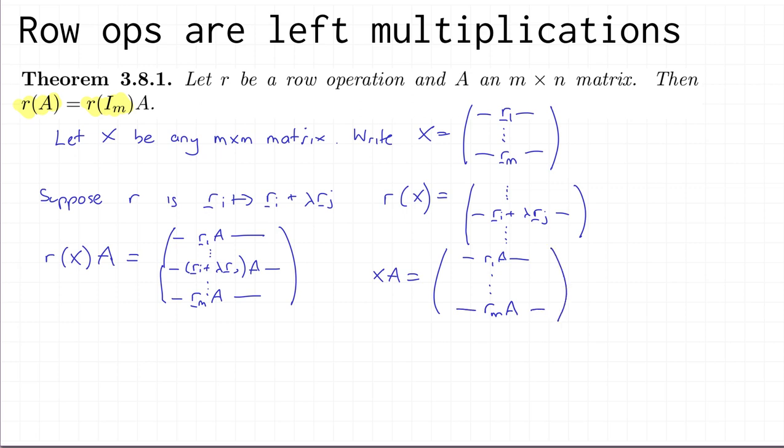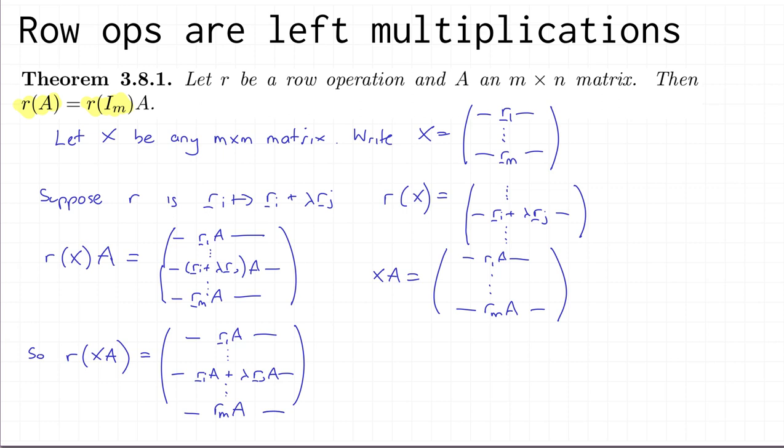Okay, so what about R of xA? Remember, our row operation R only changes the ith row, and it adds lambda times the jth row to the ith row. So what would I have? The first row, I just have R1A again, and on my last row I would have RmA, and the only place where something interesting happens is row i, which is RiA plus lambda times the jth row, which is RjA. Okay, so that's what we've got here.